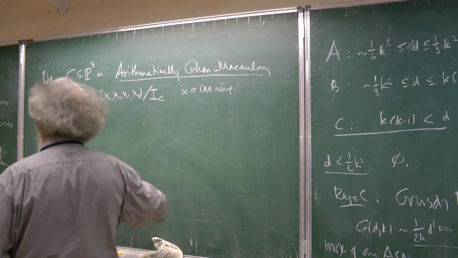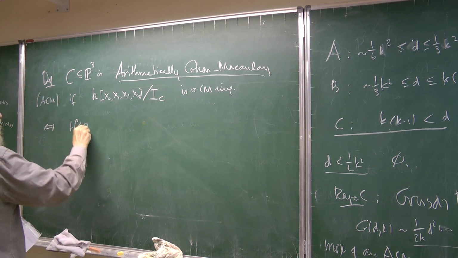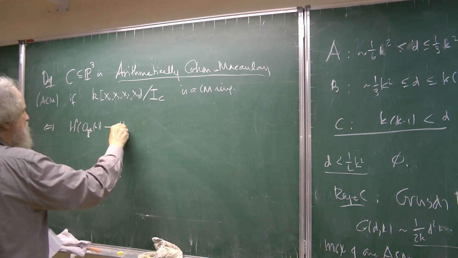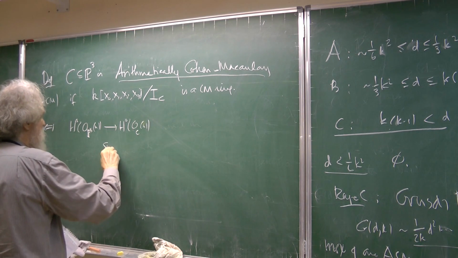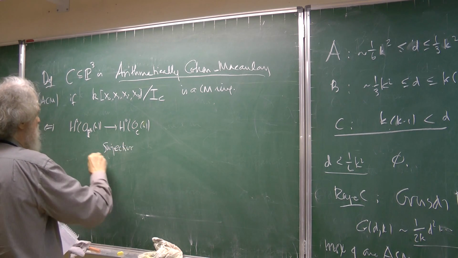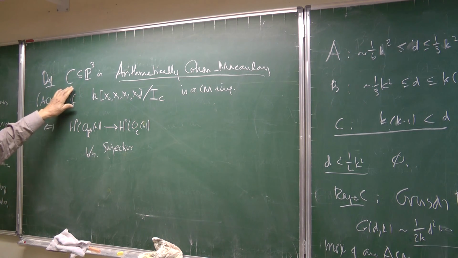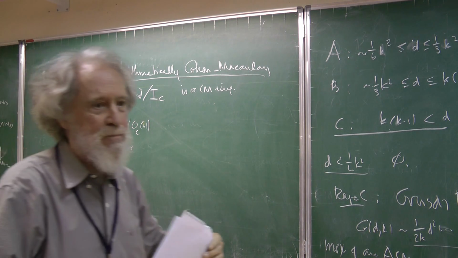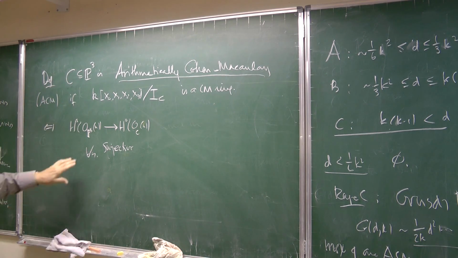It's also equivalent to the following statement. It's equivalent to saying that the map from the global sections of O_P3(n) to the global sections of O_C(n) is surjective for all n. So that's an equivalent characterization. And by the way, we've been talking about non-singular curves, but this definition makes sense for an arbitrary closed subscheme. So it doesn't have to be non-singular. But for a non-singular curve, it's equivalent to being projectively normal. So these are the specially nice curves.